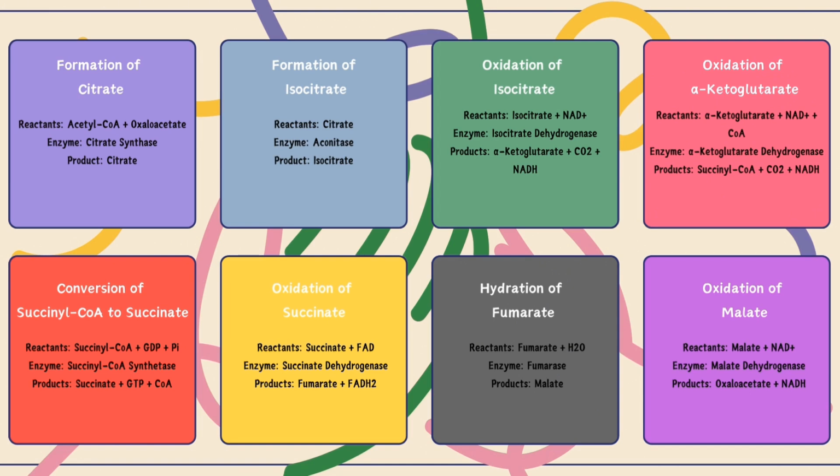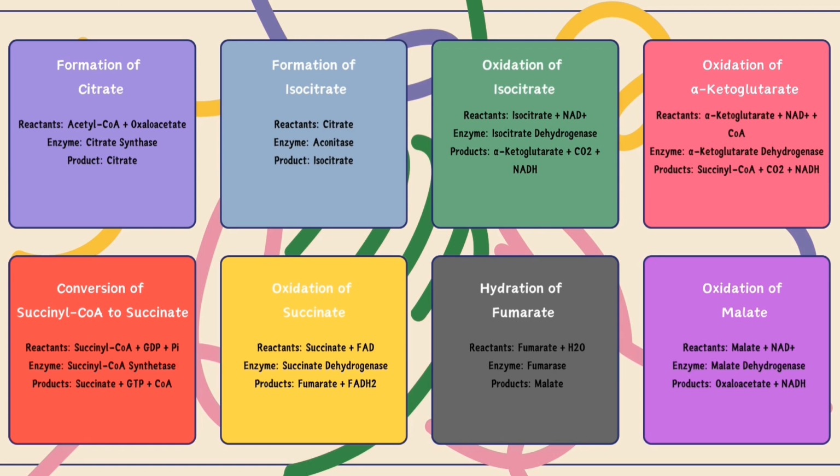In the third step, isocitrate is oxidized to produce alpha-ketoglutarate, catalyzed by isocitrate dehydrogenase, resulting in the reduction of nicotinamide adenine dinucleotide NAD+ to NADH and the release of a carbon dioxide molecule, marking the first decarboxylation step. Following this, alpha-ketoglutarate undergoes another decarboxylation facilitated by alpha-ketoglutarate dehydrogenase, producing succinyl-CoA, NADH, and releasing another carbon dioxide molecule.